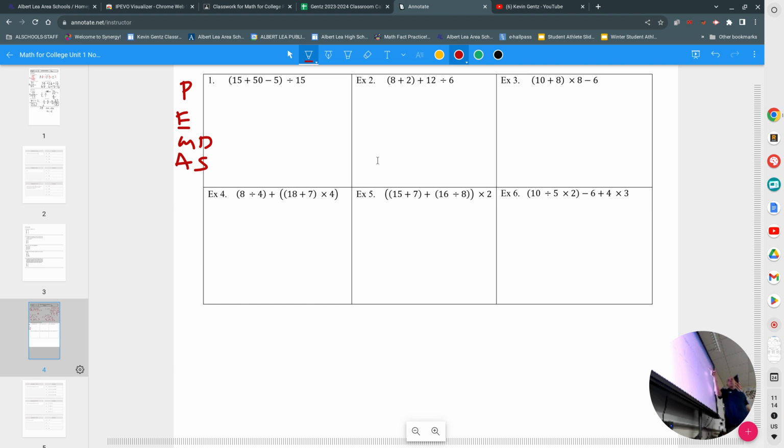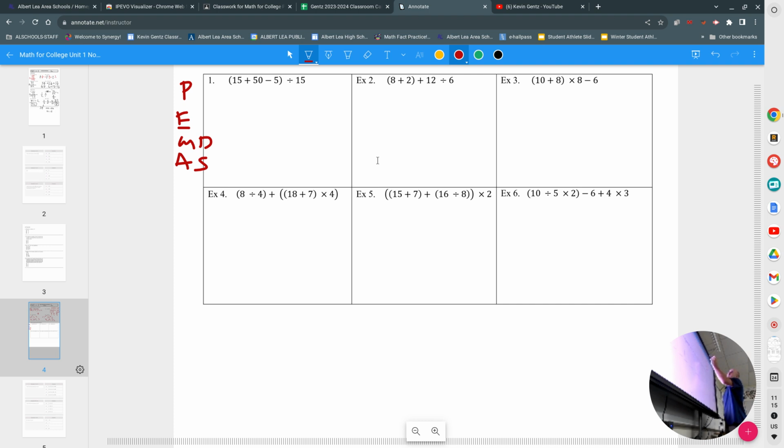Parentheses, exponents, multiplication, and division, they have the same hierarchy. You do whichever one comes first, left to right. Addition and subtraction, you do whichever one comes first, left to right. Okay? So I'm going to start with this first one.